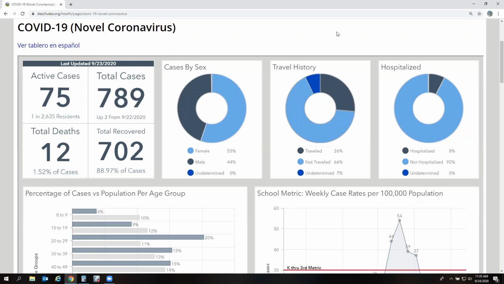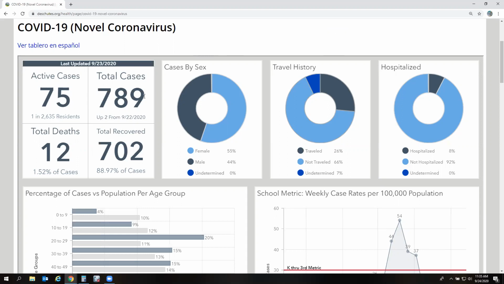So I'm just going to give you a quick introduction to all the information in here, and you can look for that on our website. The dashboard, I'm going to start here in this corner in the upper left. This gives a nice summary of the situation here in Deschutes County.